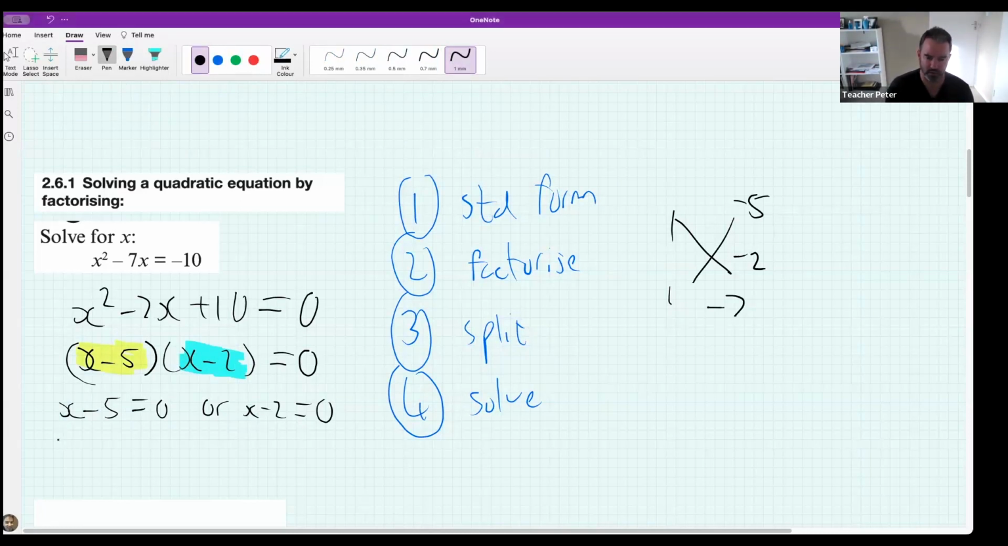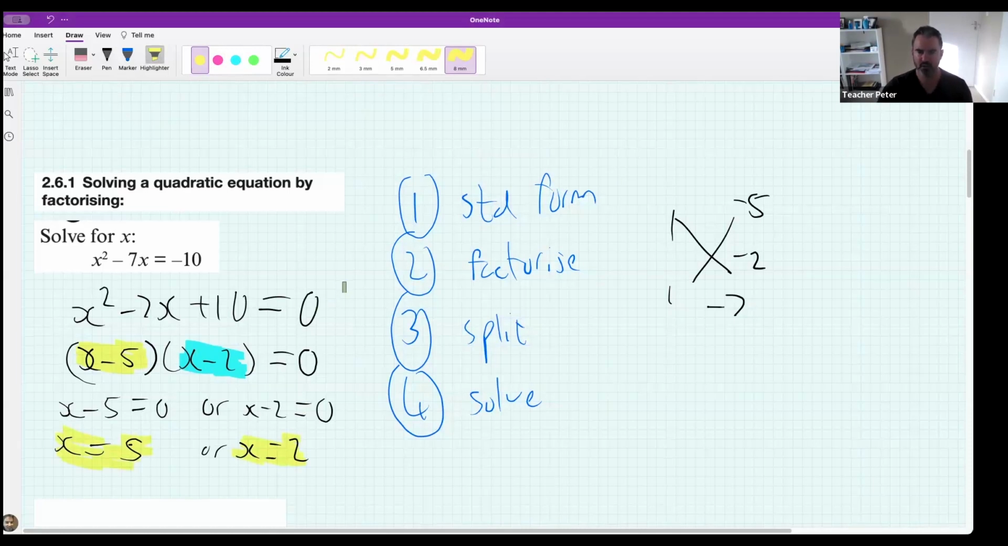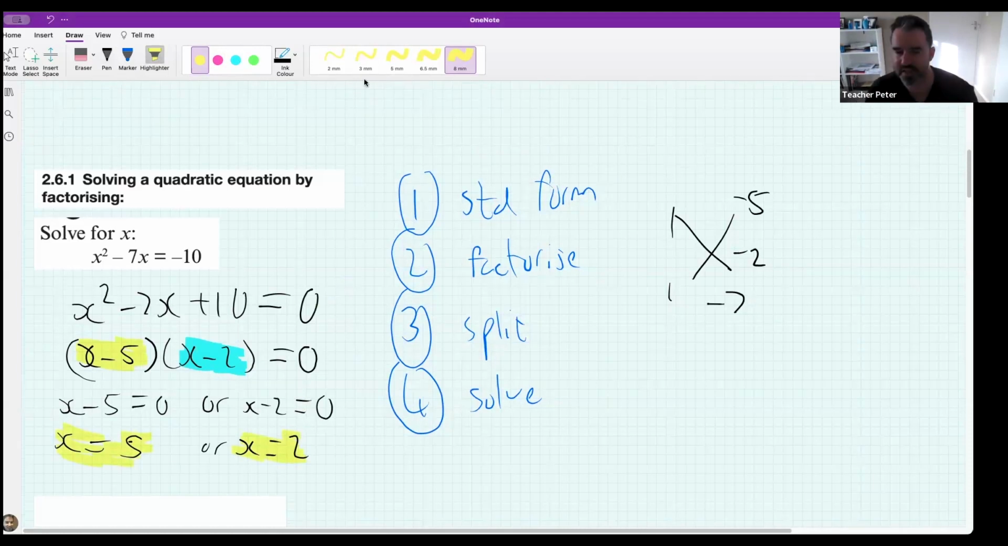So all we're going to do is we're going to go x is 5 or x is 2. X is 5 and x is 2. And that's how you solve a quadratic equation. Now, assuming that you're not using the quadratic formula. So give me a thumbs up if that was okay. Give me a thumbs down if it wasn't okay.